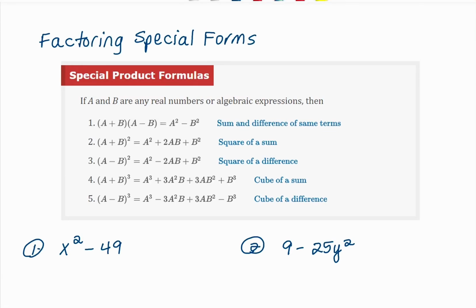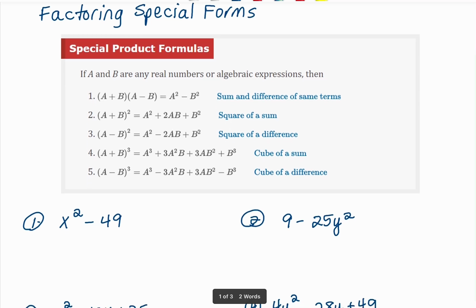In this video, we're going to review factoring special forms. And in this chart, you will see the special product formulas. In this particular video, we're going to focus on the first three that are in the chart. And later down the road, we will discuss some of the other ones that are down at the bottom there.